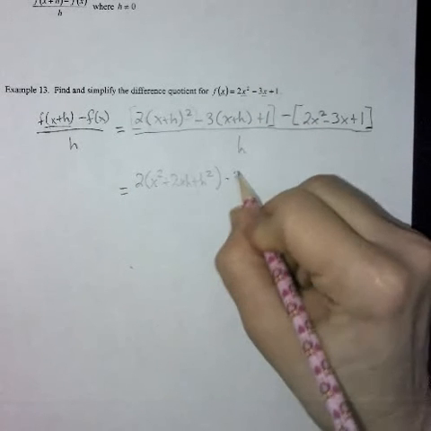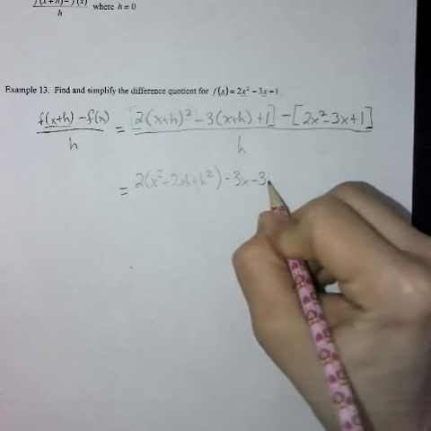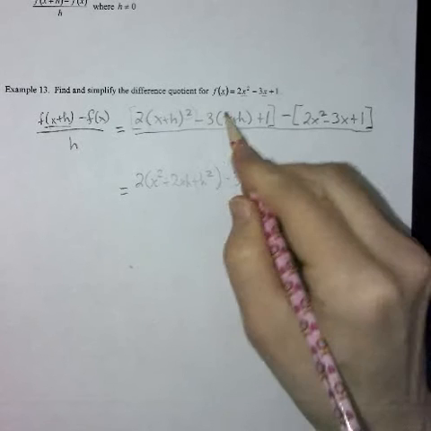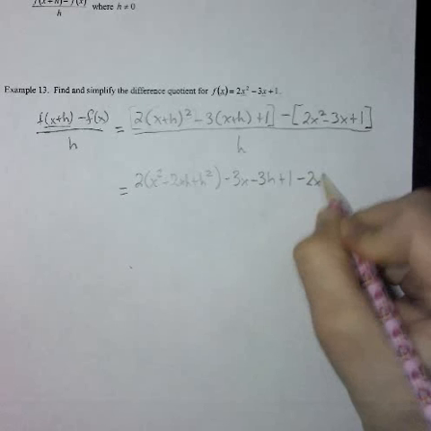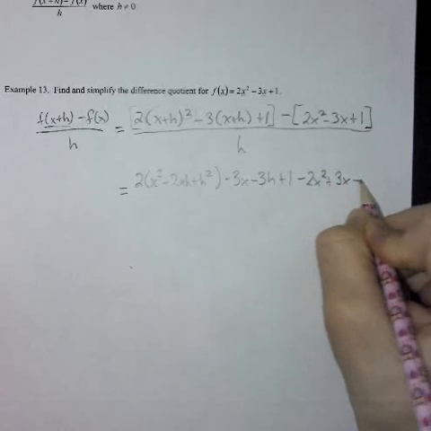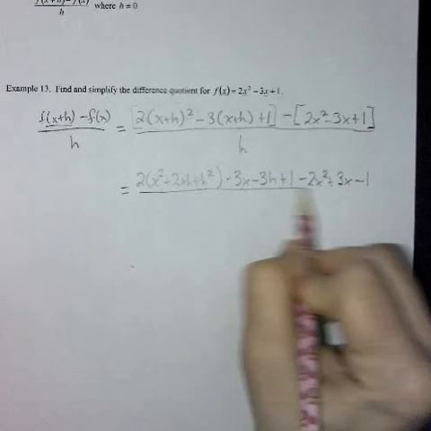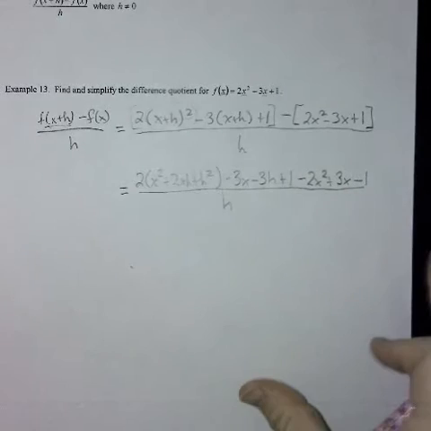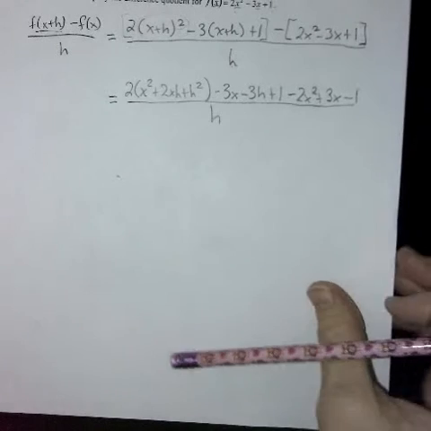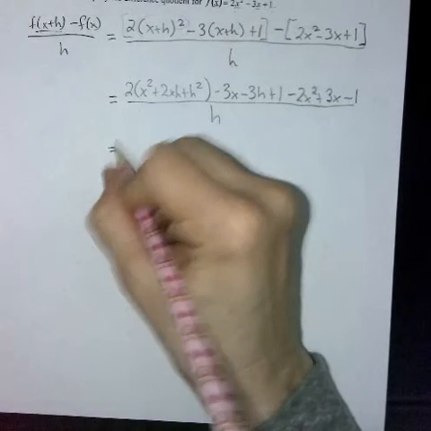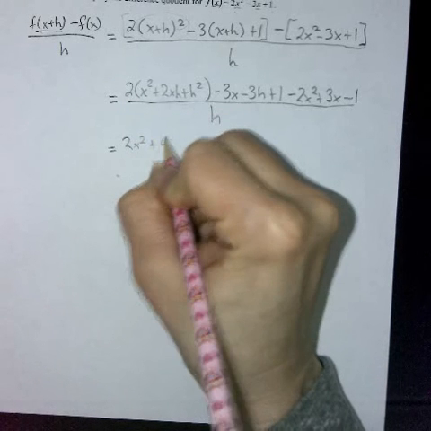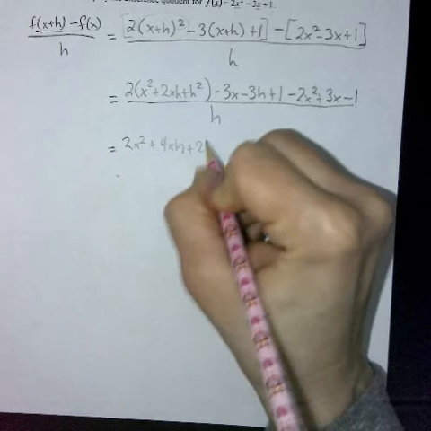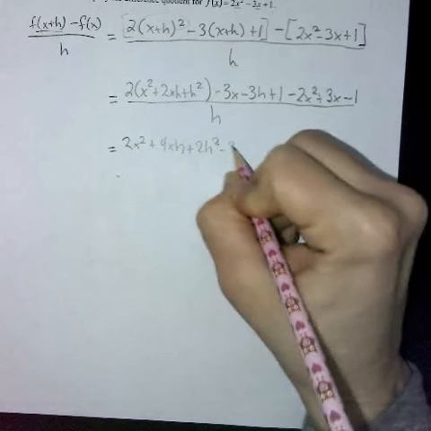Minus 3x minus 3h plus 1. So I've distributed the negative 3. Here I'm going to distribute the sign, negative 2x squared plus 3x minus 1 all over h. Writing every part completely, not partial steps. Now distribute the 2: 2x squared plus 4xh plus 2h squared minus 3x minus 3h.